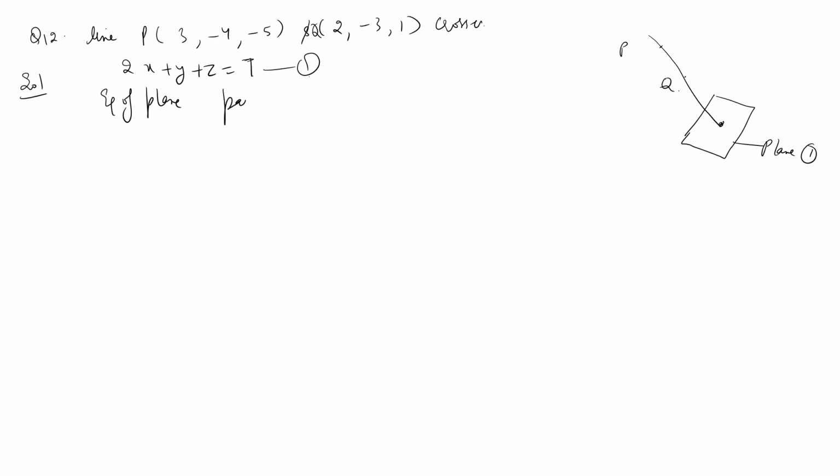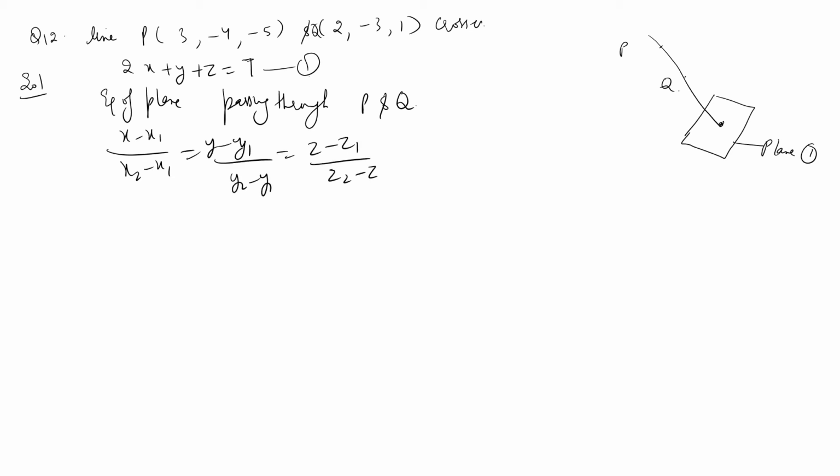The line passing through P and Q, the 2 points form, we will use (x minus x1) upon (x2 minus x1), (y minus y1) upon (y2 minus y1), (z minus z1) upon (z2 minus z1). So this is (x minus 3) upon (2 minus 3), which is minus 1, (y plus 4) upon (minus 3 plus 4), which is 1, and (z plus 5) upon (1 plus 5), which is 6.